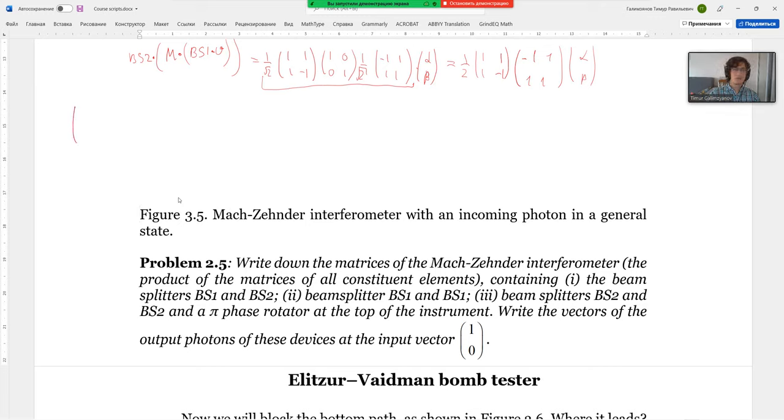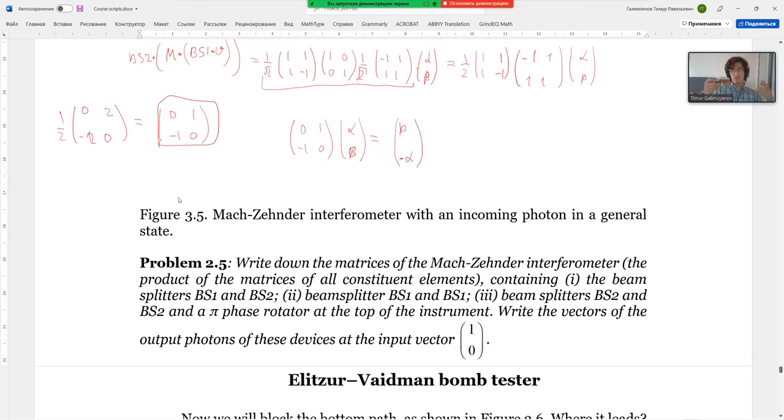This row on this row gives us 0. This row on this row gives us 2. This row gives us minus 1, minus 2. And this row on this row gives us 0. So 1/2 times 0, 1, minus 1, 0. That is the matrix of our instrument. If we multiply some vector alpha, beta by this matrix, 0, 1, minus 1, 0, what do we get? Let's calculate. This row on this column gives us beta, and this row on this column gives alpha.